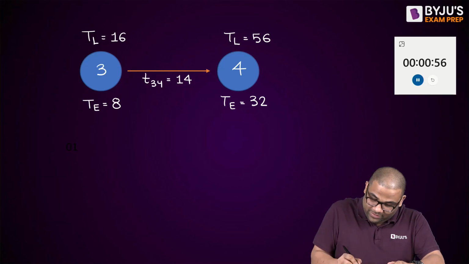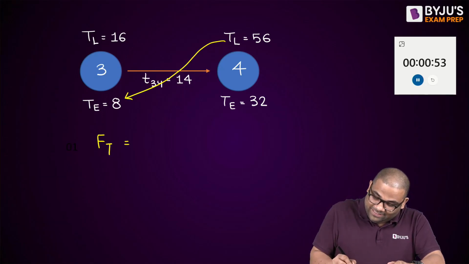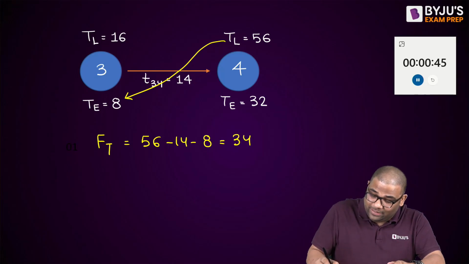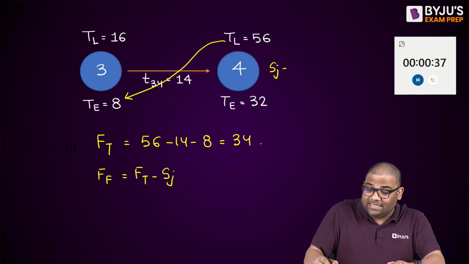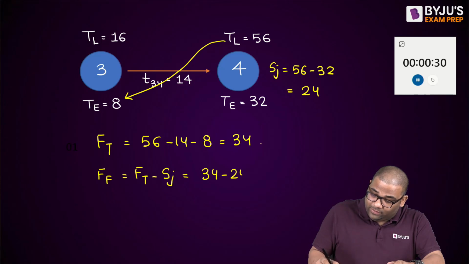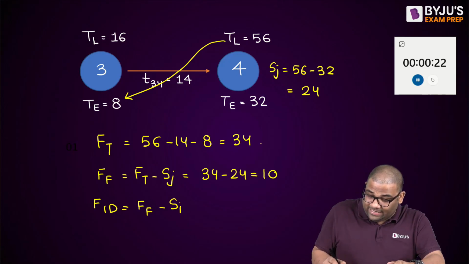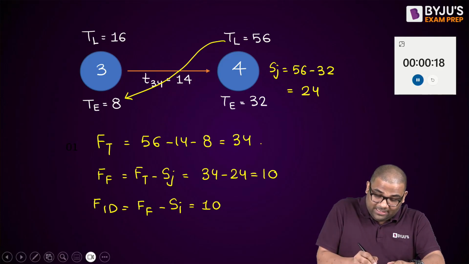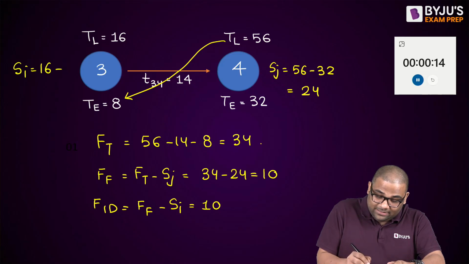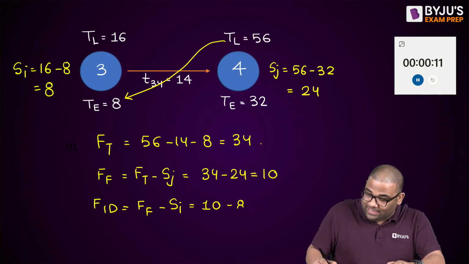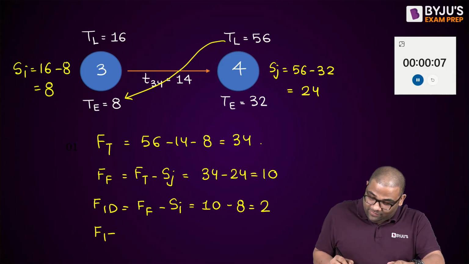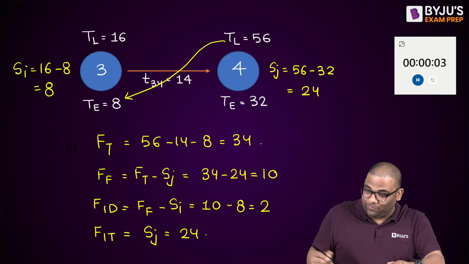First of all, the total float. So 56 minus 14 minus 8 gives me 34. Then what is the free float? It is the total float minus SJ. SJ is 56 minus 32, giving 24. So 34 minus 24 is 10. Now the independent float is free float minus SI. SI is 16 minus 8, that is 8. So 10 minus 8 is 2. And the interfering float is SJ, that is 24, and I'll stop the stopwatch.